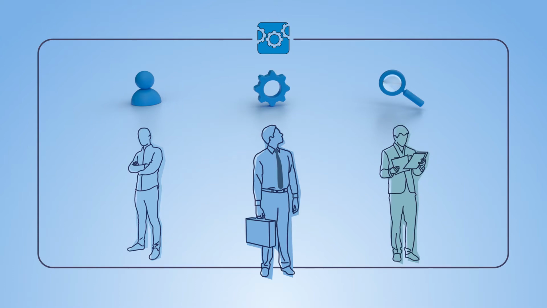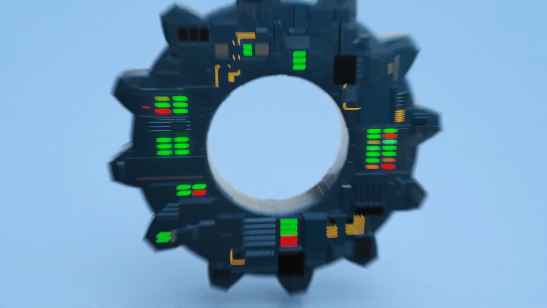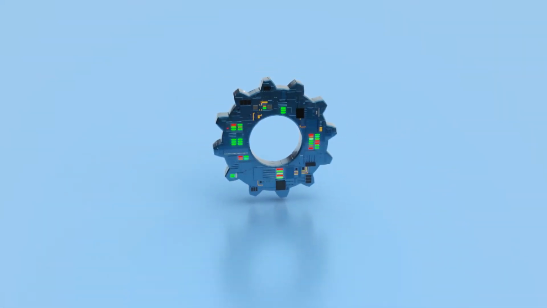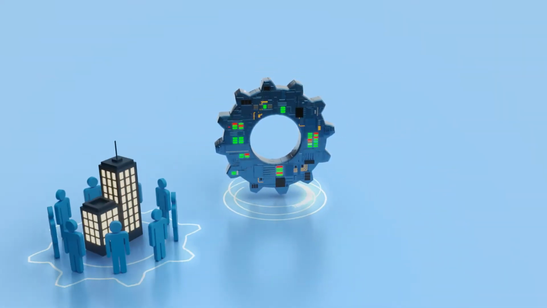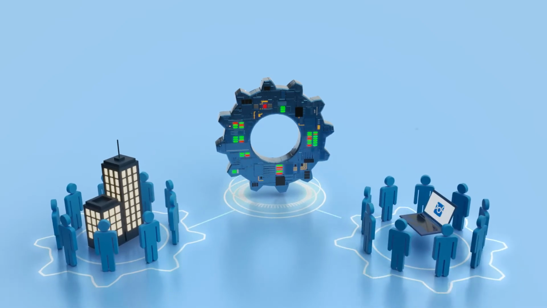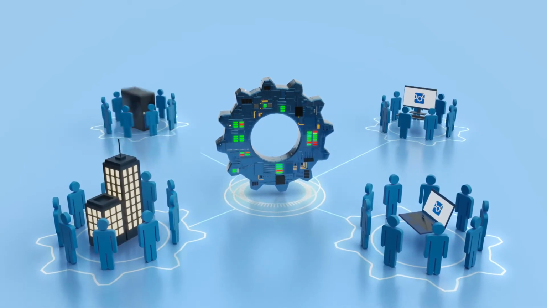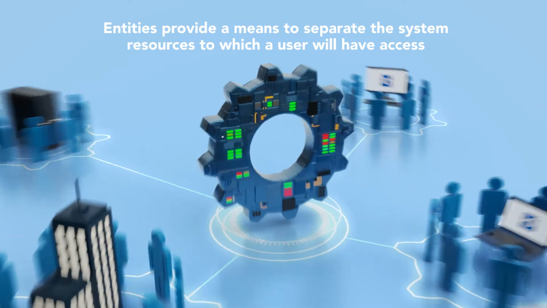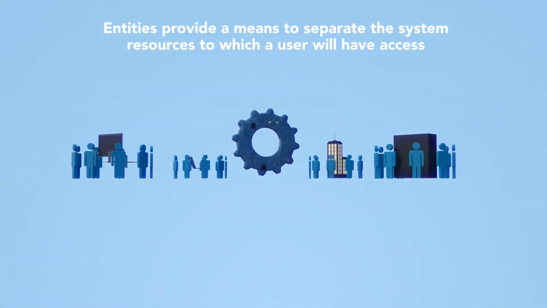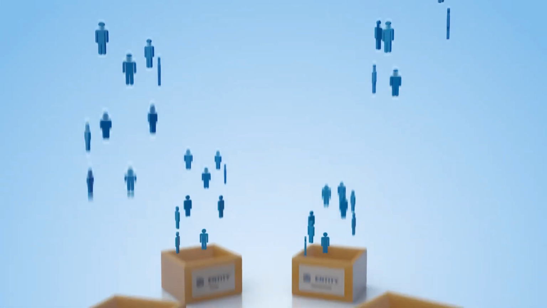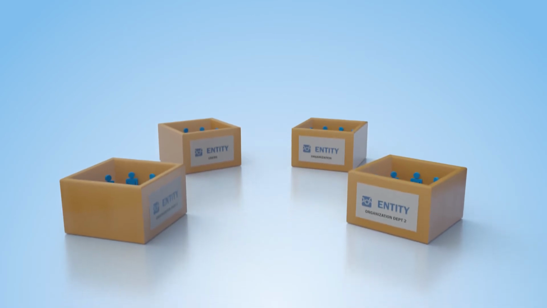Before we explore the types of accounts, we need to talk about entities. Entities are groupings of users within ITAM. They may represent separate organizations, groups of individuals, or even separate departments within an organization. Entities provide a means to separate the system resources to which a user will have access, as well as control how a user's data is organized within the system.